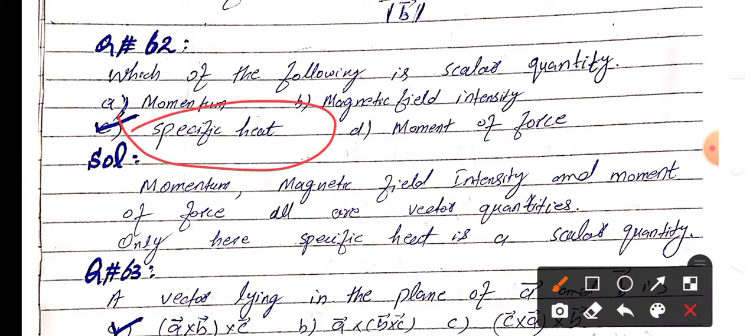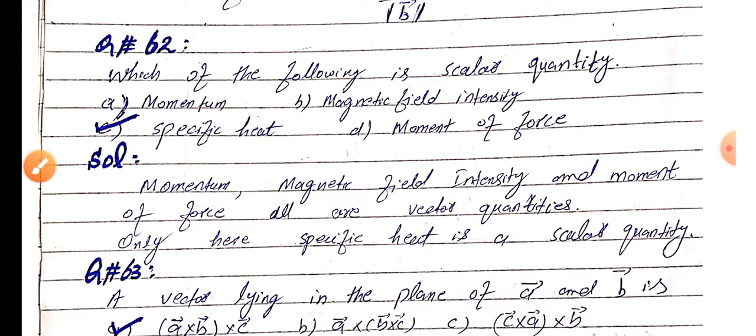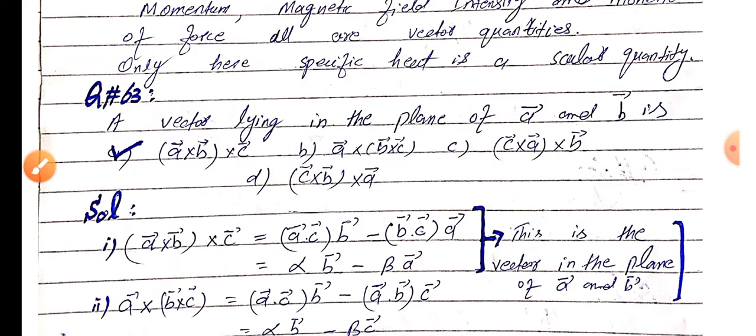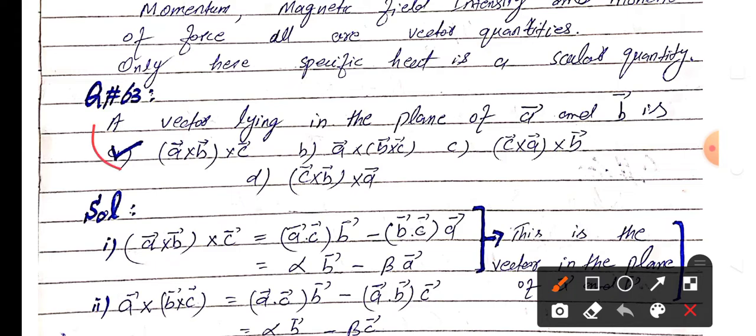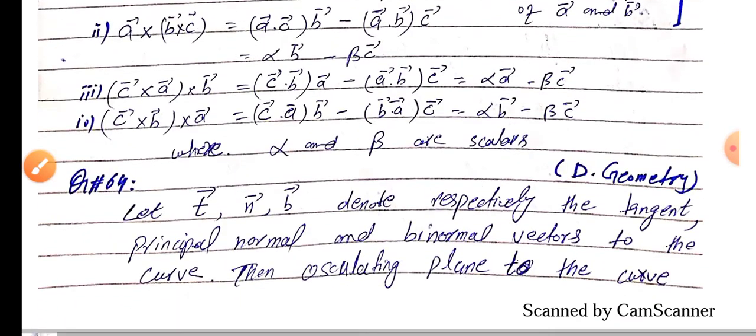Momentum is a vector, magnetic field intensity is a vector, and moment of force is a vector. 63. A vector lying in the plane of A and B. Option A is correct. A cross B cross C is the correct answer.